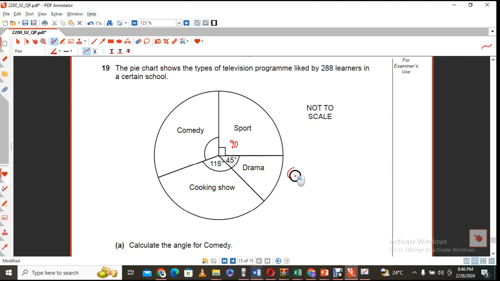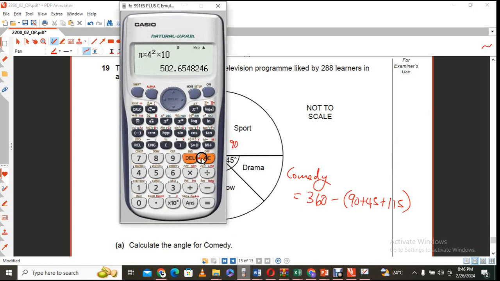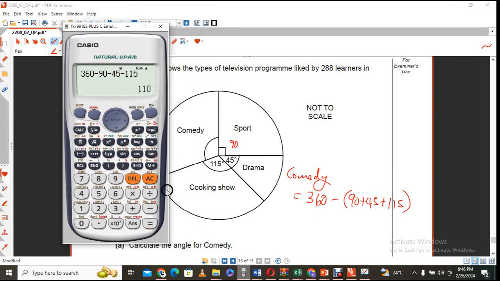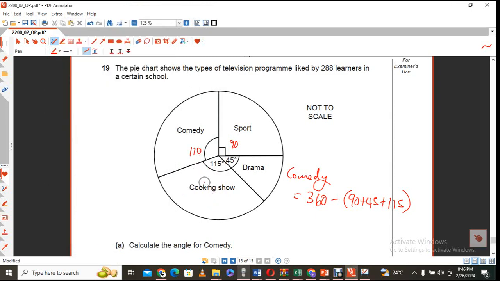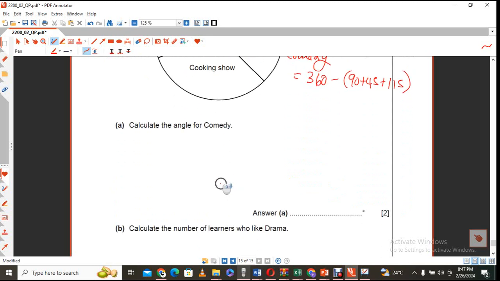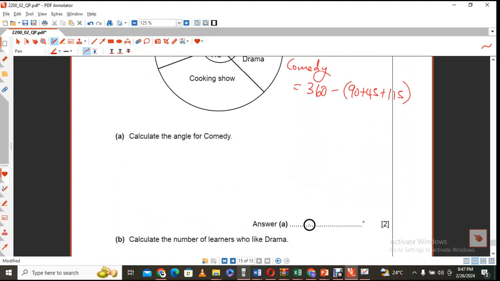To find that sector angle, you'll say the whole thing, 360, minus the 90 plus 45 plus 115. Remember, don't write under this margin here, it is for examiners' use. I just did that because I ran out of space. So it will be 360 minus 90 minus 45 minus 115. Is it 115? 115, good. That gives you 110, so this is 110 degrees. That is the answer to this particular one.